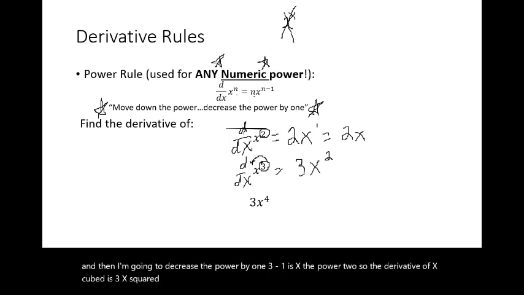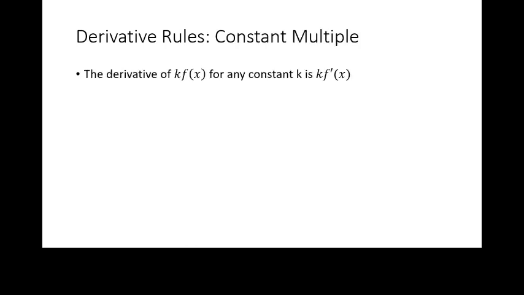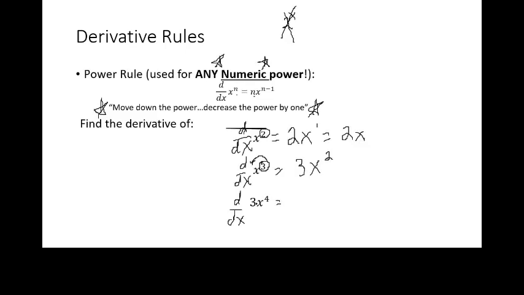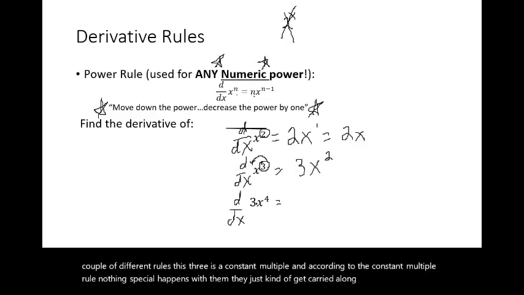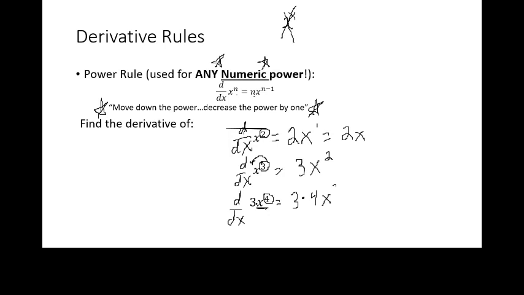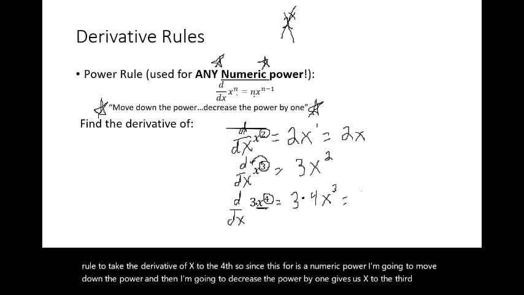Then if we're going to take the derivative of 3x to the fourth, now this is going to involve a couple of different rules. This 3 is a constant multiple, and according to the constant multiple rule, nothing special happens with them, they just kind of get carried along. So I'm just going to leave this 3 where it is, and then I'm going to focus on using the power rule to take the derivative of x to the fourth. Since this 4 is a numeric power, I'm going to move down the power, and then decrease the power by 1, which gives us x to the third. Then 3 times 4 is 12, x to the third, and that is going to be your derivative.